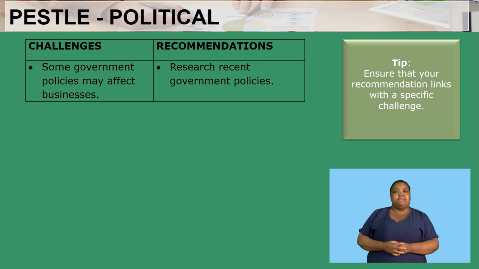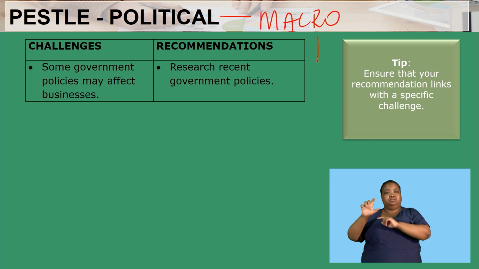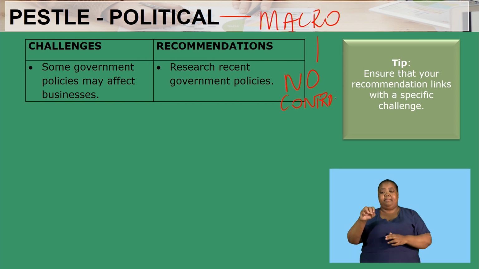Right, so with political, what are we talking about? It says here, some government policies may affect businesses because the government comes up with the policies. Remember, here's the important thing with PESTLE: it is a macro environment. And what do we know about the macro environment? We've got no control at all. There is no control here. So it's very important that we remember this when we are doing this particular topic.